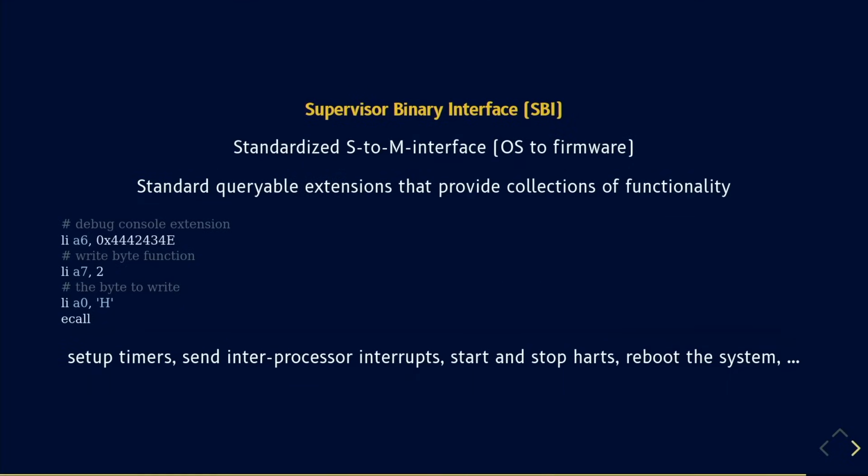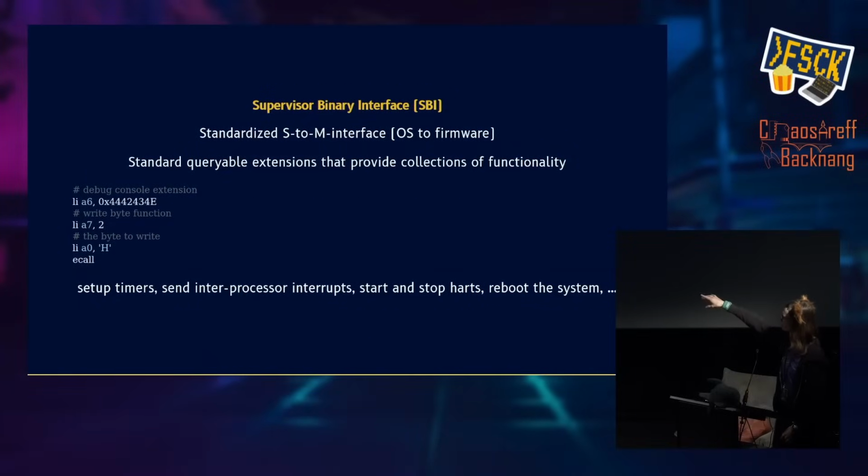So, the already mentioned SBI: there is a standardized interface for how the supervisor, so the kernel, talks to the firmware, and that's through the supervisor binary interface, the SBI. There is a certain small number of functionality that has to be provided, and then there's a bunch of extensions that can optionally be provided. For example, here, it's kind of hard to read, but this is basically using the debug console extension to write a single H to the debug console. And you can see the ecall at the end there. It's again implemented through environment calls.